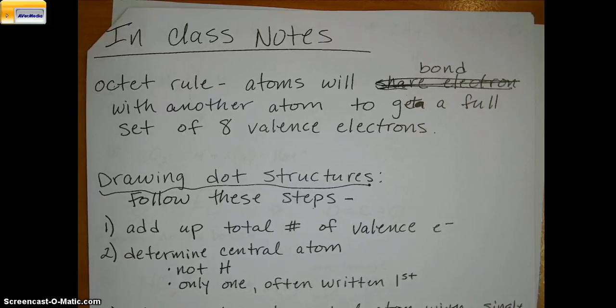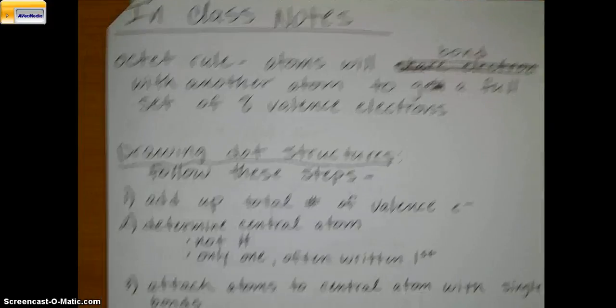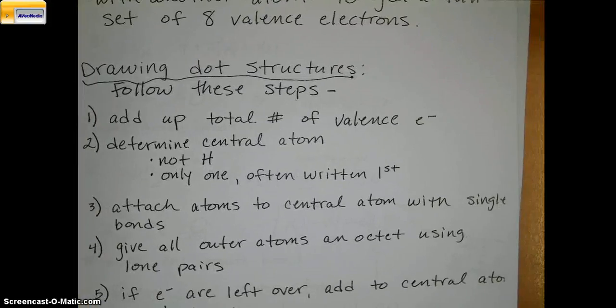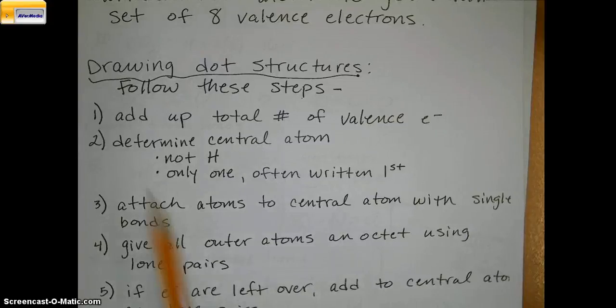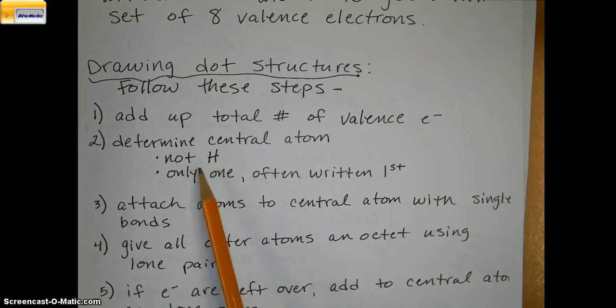Now, when we're drawing these dot structures, we're basically drawing how the atoms are sharing with each other. We have some rules that we're going to follow, and I'm going to show you examples of these rules. So you need to write these down. The first thing we're going to do is add up the total number of valence electrons for the entire molecule. And then we're going to determine which one is the central atom. There are a couple of things we have to pay attention to. One, the central atom will never be hydrogen. And usually there's only one of them, and it's often written first.